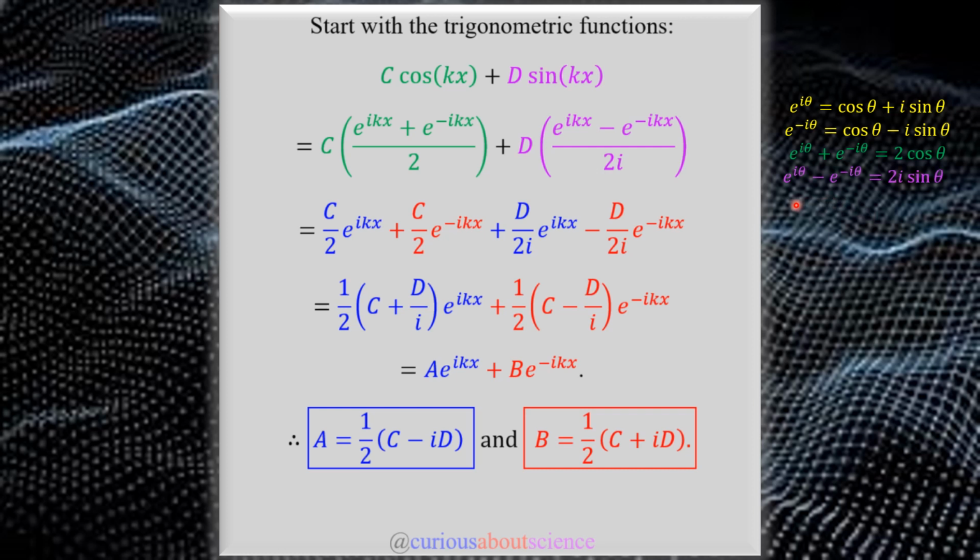e to the i theta minus e to the negative i theta. Well, that'll cancel out the 2 cosines. And the double negative here onto the negative here will make it a positive. So we get 2i sine theta. If we divide both sides by 2i, we get the term in the parentheses here, where we have e to the ikx minus e to the negative ikx all over 2i.